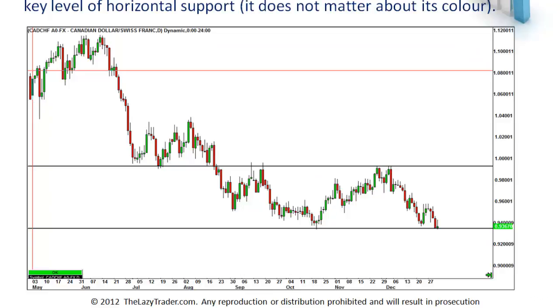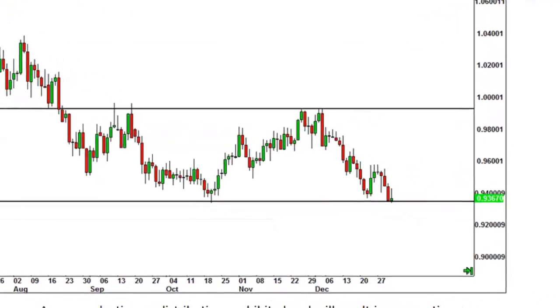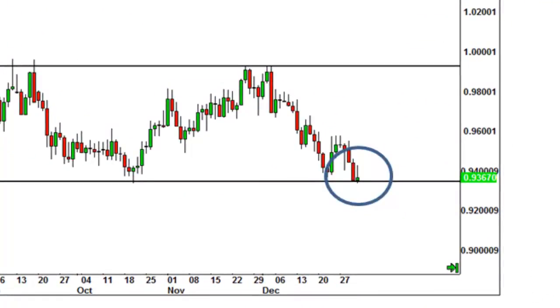In this instance of CAD Swiss, we have a well-defined range here. You can see price action very nicely bouncing along these previously established levels of support resistance. And we've got a bearish pin bar right here at the bottom on the level of support.